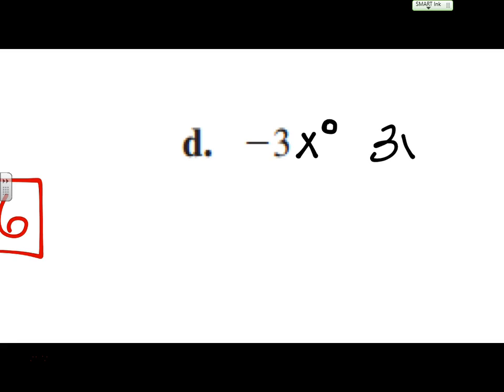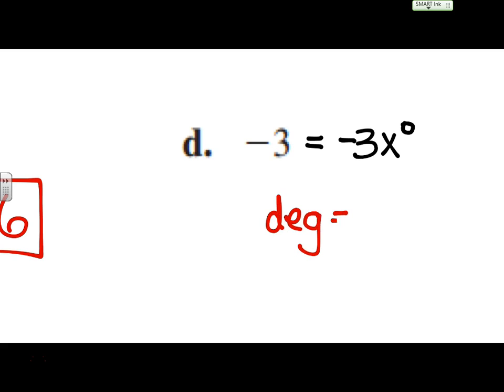If there was 3x to the 1, that would look like 3x, but what was there to begin with? 3. There was no x, right? So we have to say this is the same thing as 3 times x to the 0. They don't have to write it, but you have to see it. There is no x, so what's the exponent? 0. If it was 1, there should have been an x. There is no x, so the degree is 0. The variables have no power. They're not even there. Does that make sense?